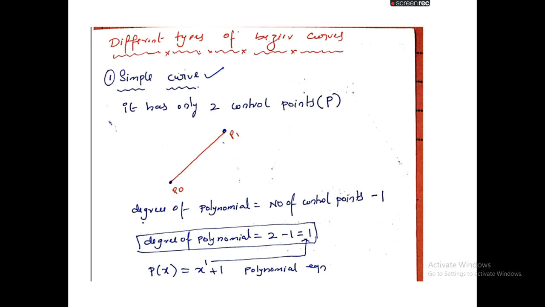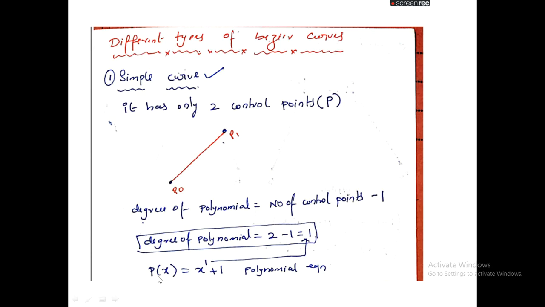Now I am discussing the simple curve. Whenever you want to create a simple curve, the degree of the polynomial equals the number of control points minus 1. This is the formula you are supposed to remember. I will repeat: the equation to calculate the degree of the polynomial is the number of control points in a curve minus 1. With respect to a simple curve, the total number of control points is 2 here, 2 minus 1, so the degree of the polynomial is 1.